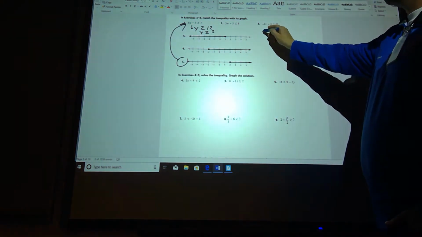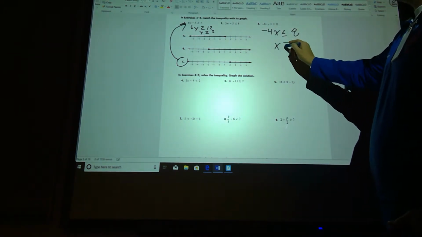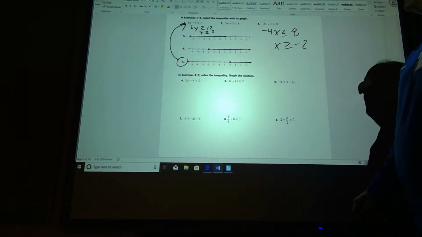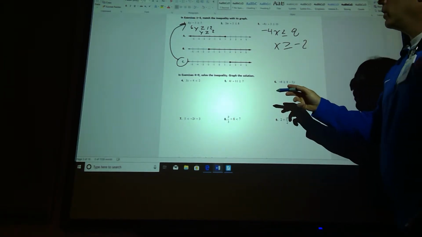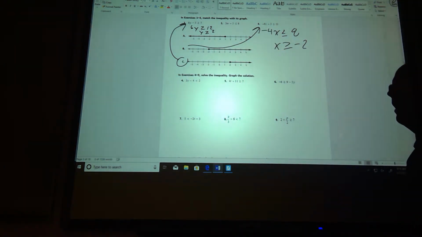Problem number 3, I'm going to subtract 3 from both sides. So I get to 8, divide both sides by -4, so I get -2. Make sure the sign flips over. So that's got to be B. And I think you can figure out number 2 now.